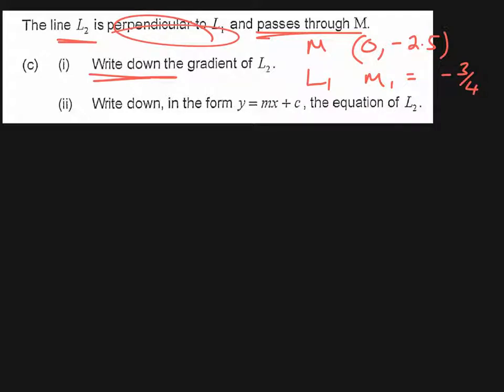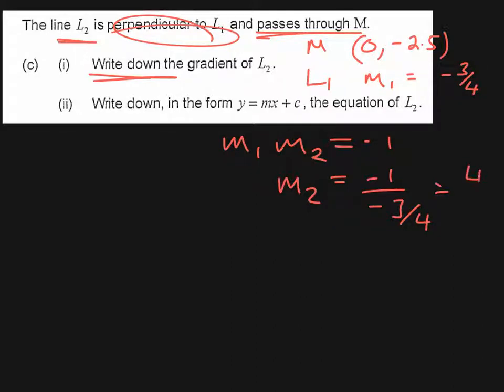So if we're trying to find the gradient of a line that is perpendicular, we should be able to use the formula. The formula for 2 perpendicular lines is that if we have the gradients multiplied together, that's going to give us -1. So here, the gradient of the second line will be -1 divided by m1, which was -3/4. So that is going to give us 4/3.